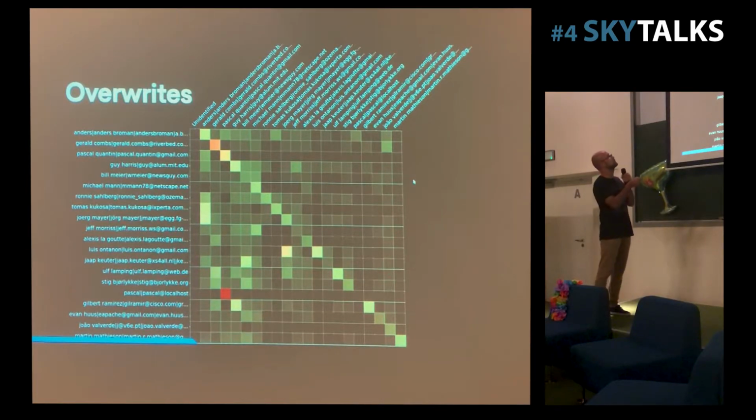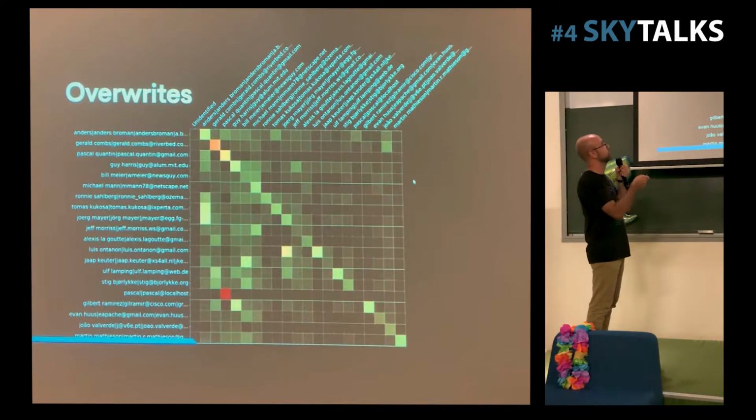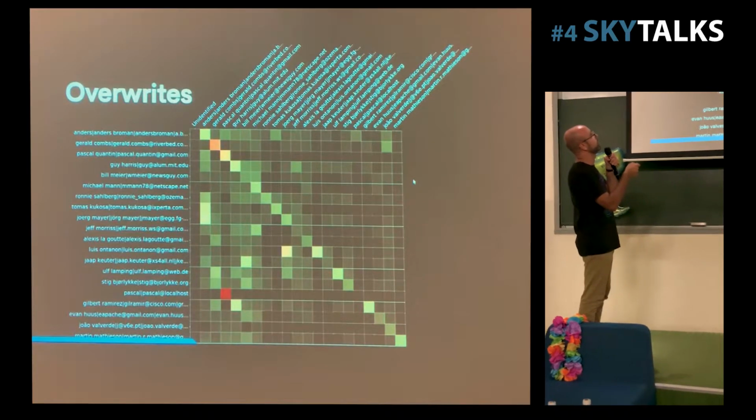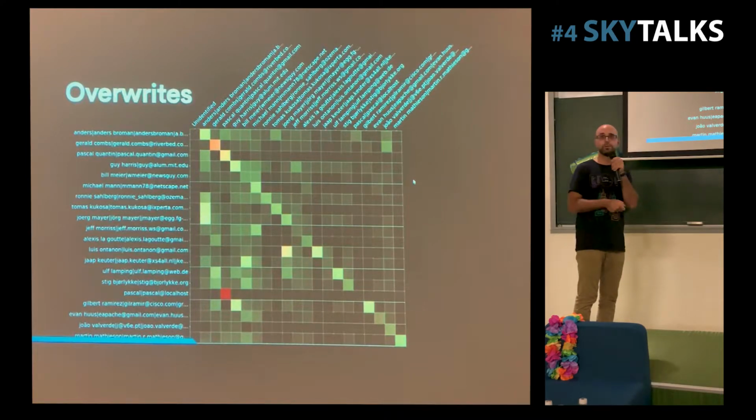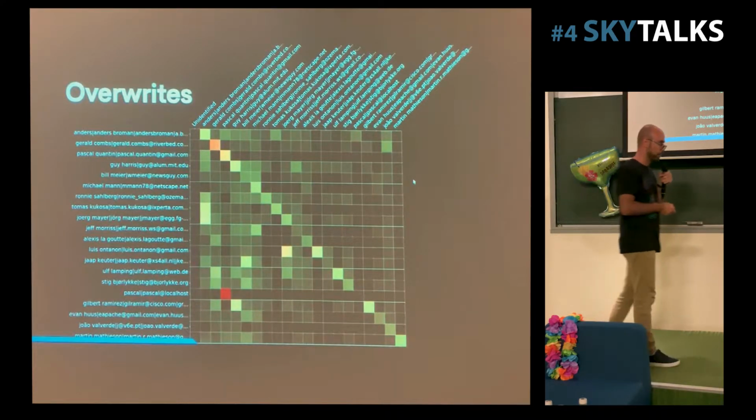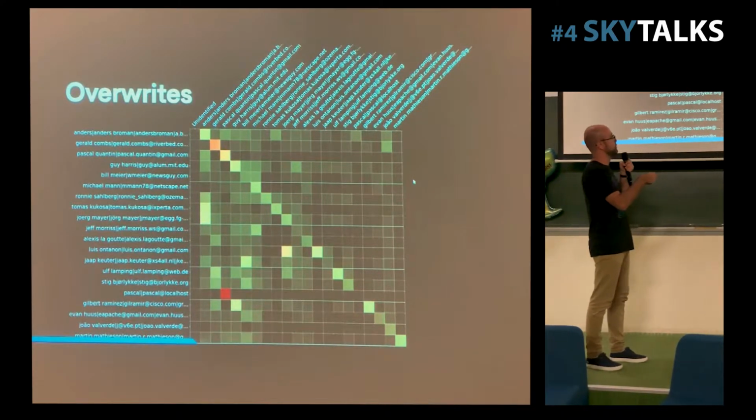So imagine that Anders wrote 100 lines, and 50 were overwritten by himself. That happens. And then 10 were overwritten by other contributors to the project. So you end up with this matrix with numbers, right?